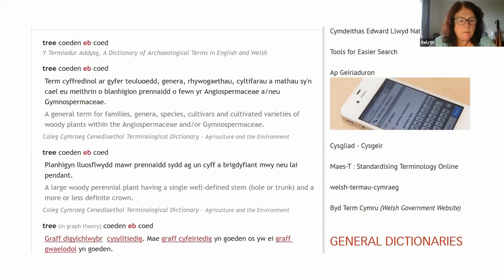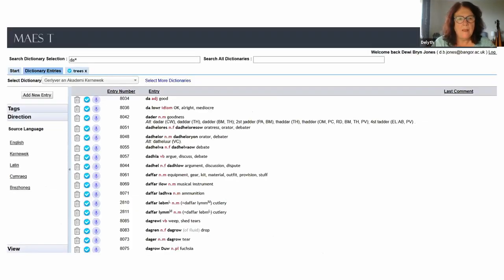And you can see that some of the words there are in red underlined in the definition. You can click on those and they take you through to another entry where that term is the header word, and then you can look at that term in context as well. So that's what we did for Welsh.